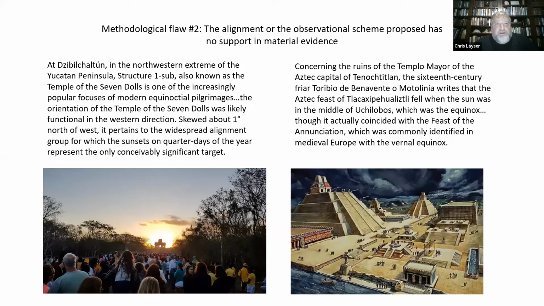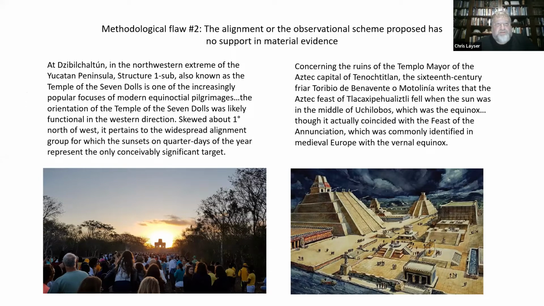So moving along here, Sprague talks about a second type of methodological flaw, where the alignment or the observational scheme proposed has no support in the material evidence. And he gives two good examples here.